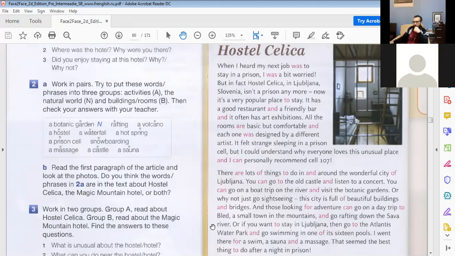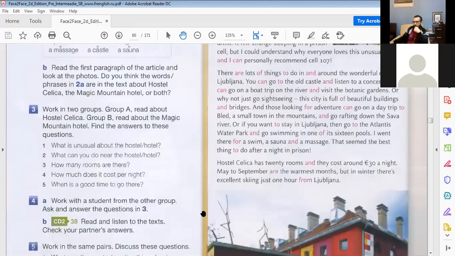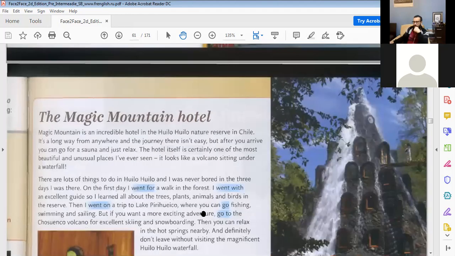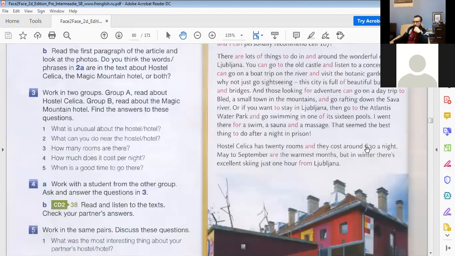Or, if you want to stay in Ljubljana, then go to the Atlantis Water Park and go swimming in one of its 16 pools. I went there for a swim, a sauna, and a massage. That seemed the best thing to do after a night in prison. Hostel Selitsa has 20 rooms and they cost around 30 euros a night. May to September are the warmest months, but in winter there's excellent skiing just 1 hour from Ljubljana.